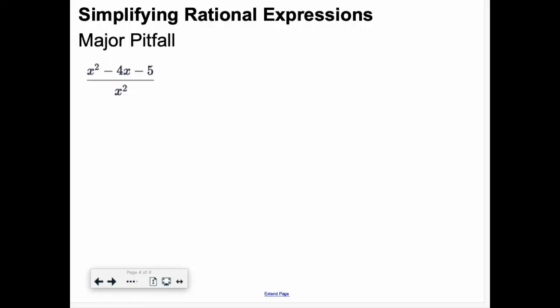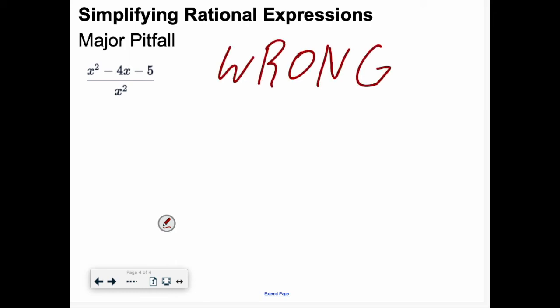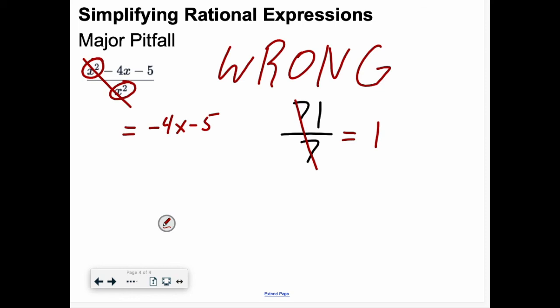One thing before we move on, and this is a major pitfall that gets everyone, and you need to watch out for it. What I'm about to show you is wrong. Don't do it. You cannot do this. Oh, there's an x squared and an x squared. I'll cancel them. And that'll just bring down everything else. That is wrong. That is like saying, oh, I had 71 over 7. I'm going to cancel the 7s and my answer is 1.